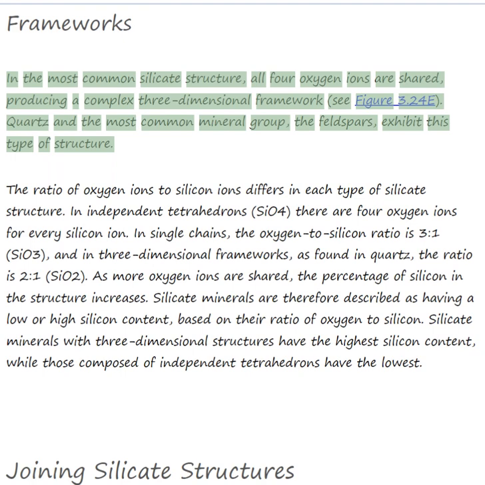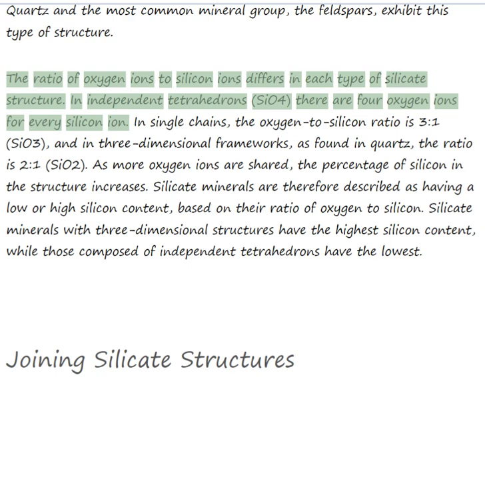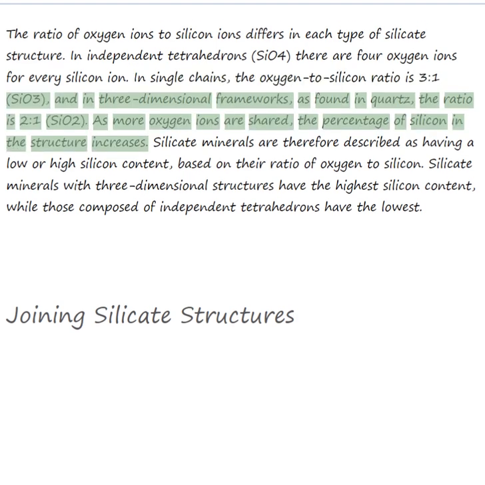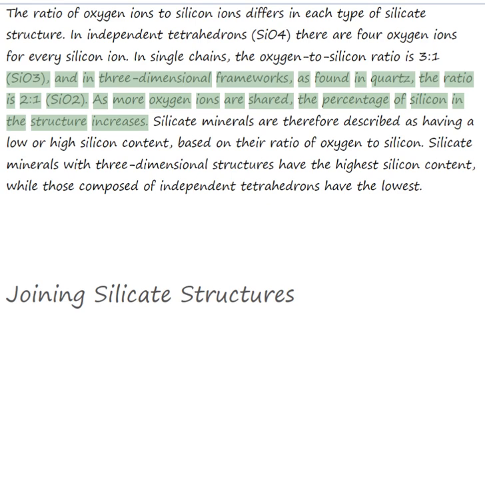In the most common silicate structure, all 4 oxygen ions are shared, producing a complex 3-dimensional framework. Quartz and the most common mineral group, the feldspars, exhibit this type of structure. The ratio of oxygen ions to silicon ions differs in each type of silicate structure. In independent tetrahedrons there are 4 oxygen ions for every silicon ion. In single chains, the oxygen to silicon ratio is 3:1. And in 3-dimensional frameworks, as found in quartz, the ratio is 2:1.